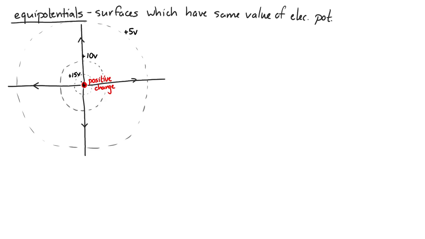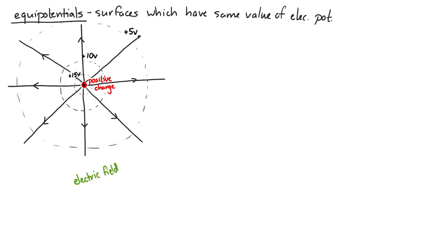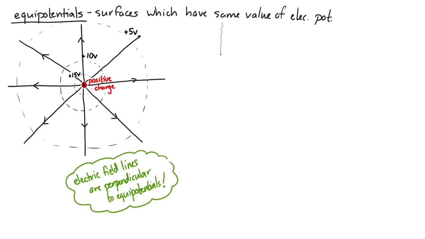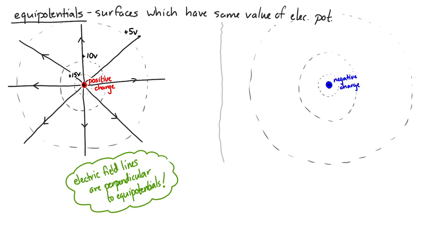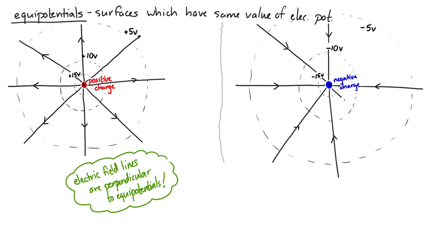Notice the electric field lines are perpendicular to the equipotentials, just like they were in gravitation. And if we do the same thing for an isolated negative charge, here's the negative charge, and the equipotential surfaces would be circles around that. As you get closer to the negative charge, the equipotentials are going to have lower values, more negative values of potential. And again, draw in the electric field lines like that, and the electric field lines are perpendicular to the equipotentials.